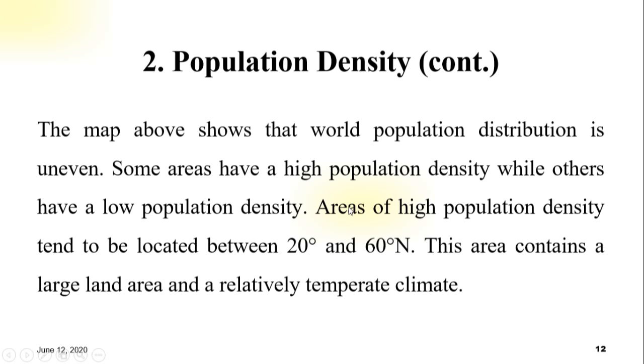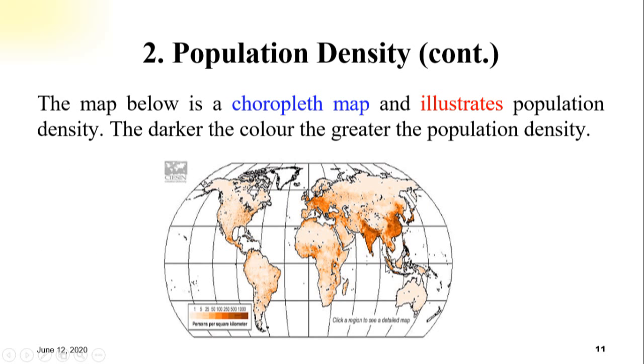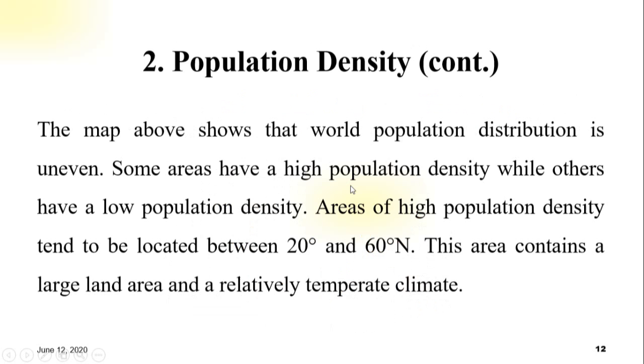Please go back to the last slide. Here, 20° and 60°. They are all the darker color, right? At the north. This area contains a large land area and a relatively temperate climate.